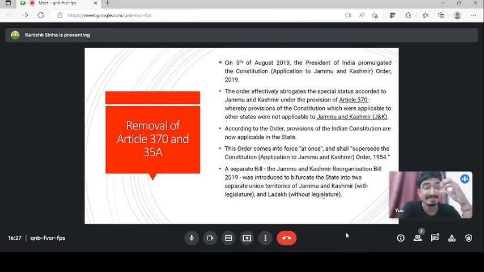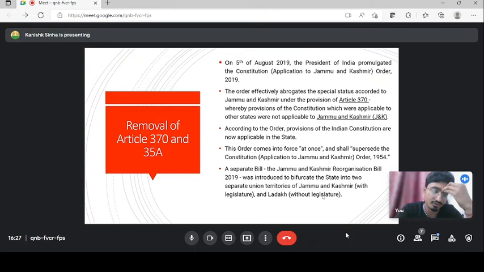So, on 5th of August 2019, the name of the act is very important: the Constitution Application to Jammu and Kashmir Order 2019. The name of the act is very important, guys. On 5th of August 2019, the president promulgated the order, and the provision of Article 370 was scrapped, and the special status of Jammu Kashmir was removed. The two acts are very important for you to remember. The first is the Constitution Application to Jammu Kashmir Order 2019. It has superseded the Constitution Application to Jammu Kashmir Order 1954.